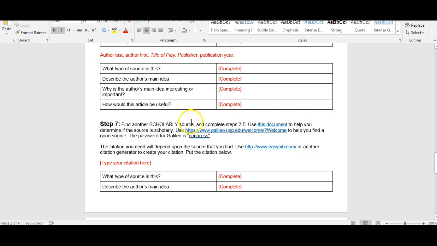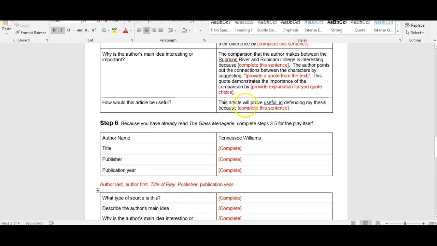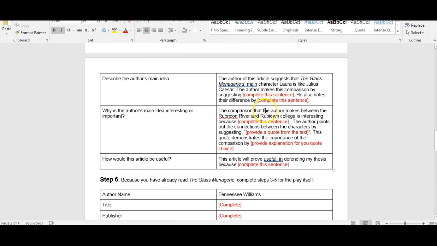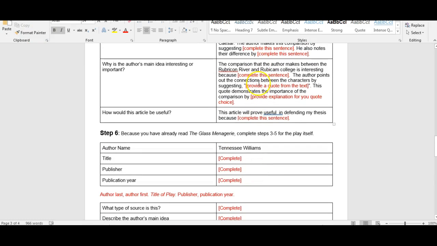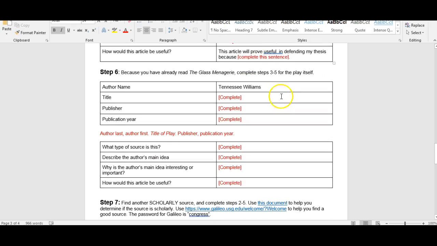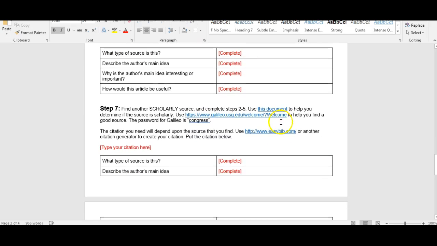All right. And then so it's basically doing what we did right here. You're going to do the same thing. So basically you're using what we just did that's already here for you as a guide to what you need to do for the Glass Menagerie. Now, finally, you are going to find a scholarly source on your own. Okay. This document will help you determine if it's scholarly.